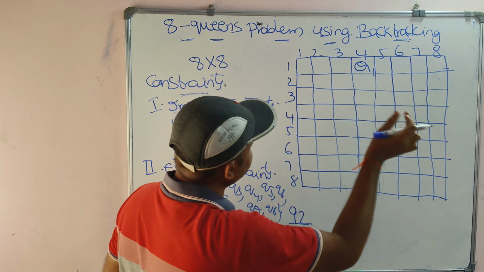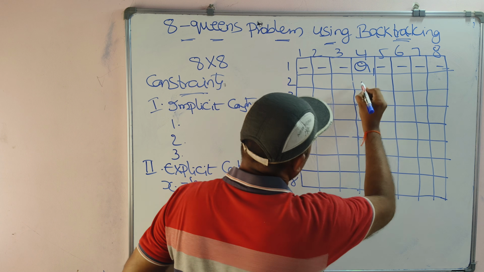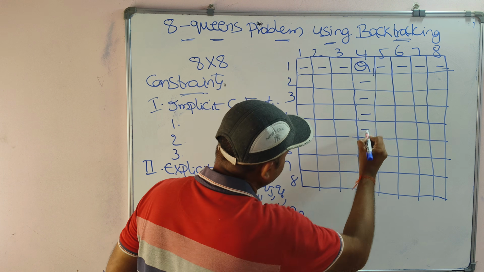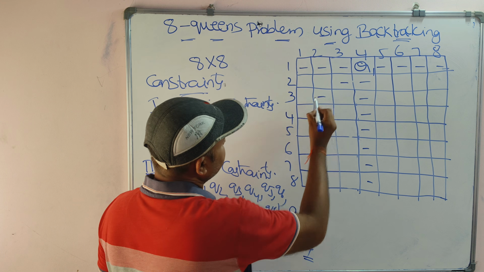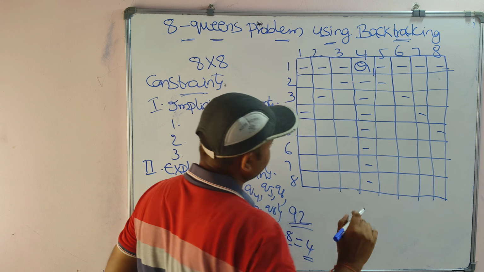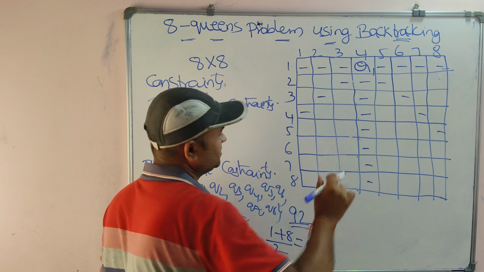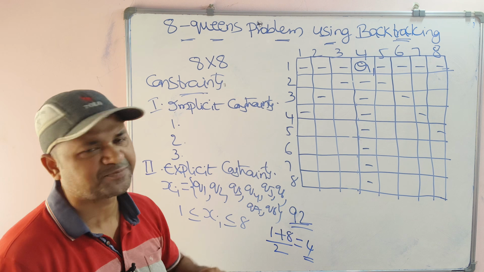So we can't place another queen in the same row, or in the same column. We can't place another queen in the same diagonal. Okay. So let us write this dash. This dash specifies we can't place another queen in the corresponding cell.